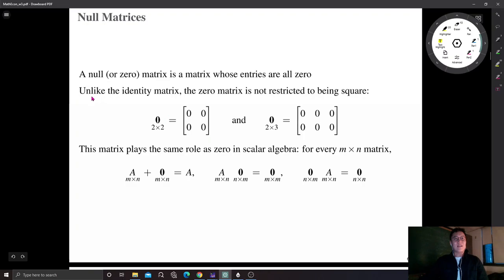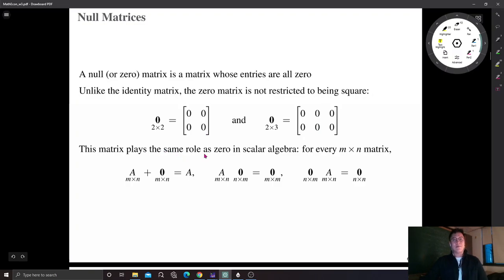Okay. In contrast with the identity matrix, the definition is independent of the diagonal or anything else, right? So the zero matrix is not restricted to being square. It can be defined in any dimension. So in the case of 2 by 3, if all entries are equal to zeros, then this is a zero matrix.